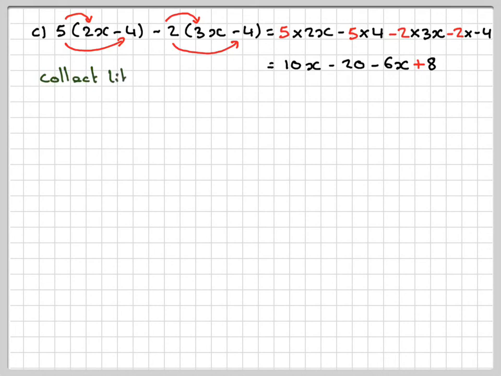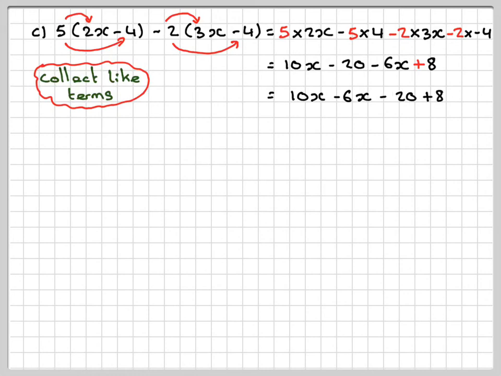Collecting together like terms. So we've got 10x minus 6x, and then minus 20 plus 8. Grouping those together, we get 10 minus 6, which gives me 4x, and then minus 20 plus 8 gives me minus 12. So this has been a video to show you how to expand and simplify brackets.